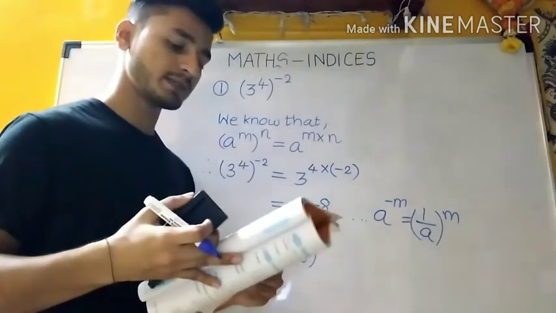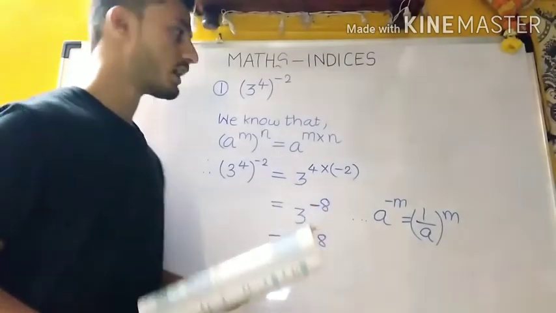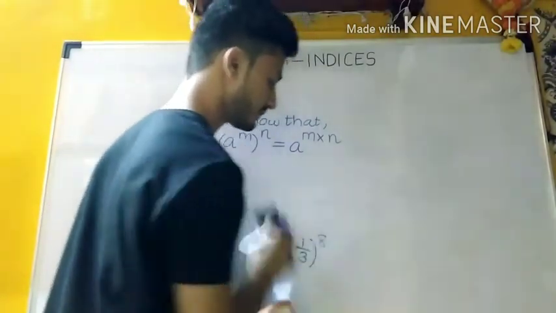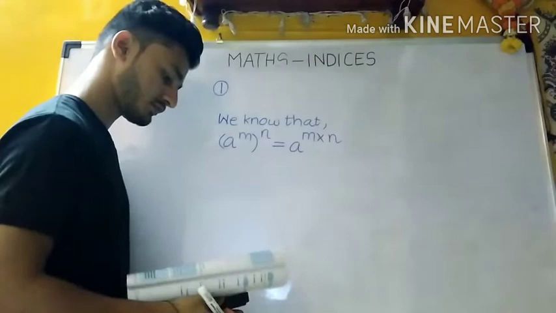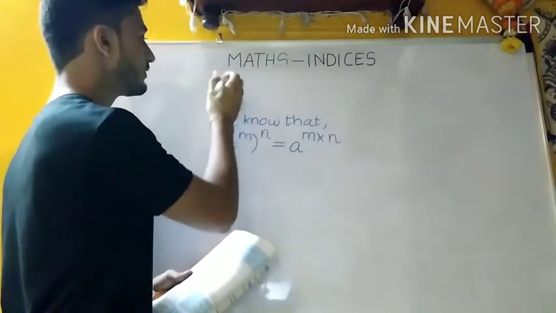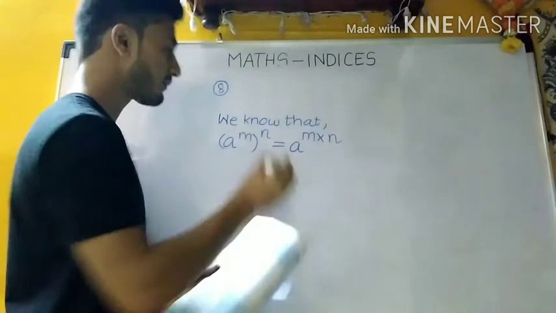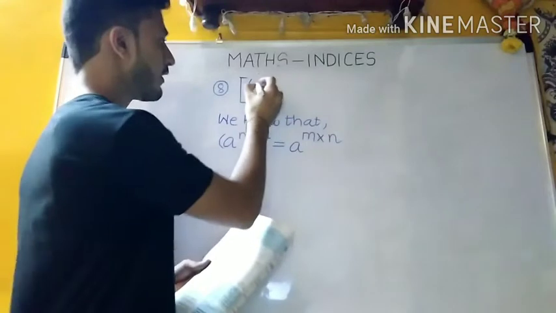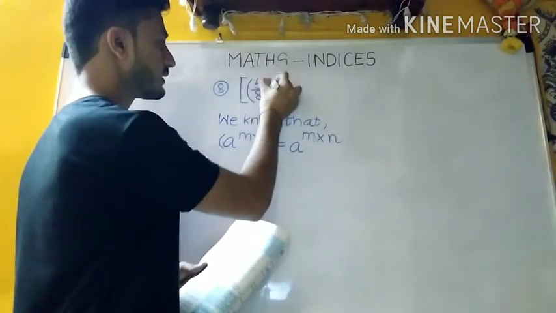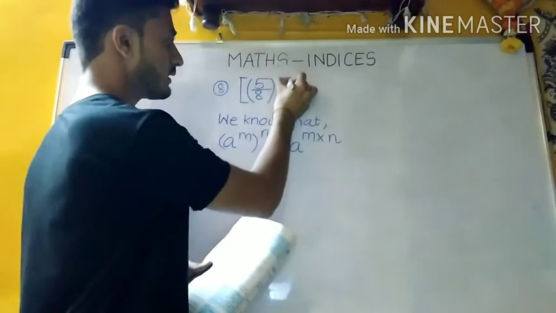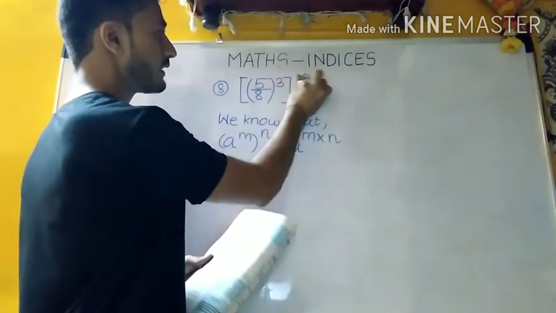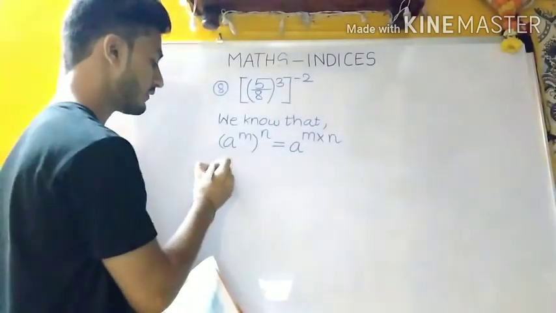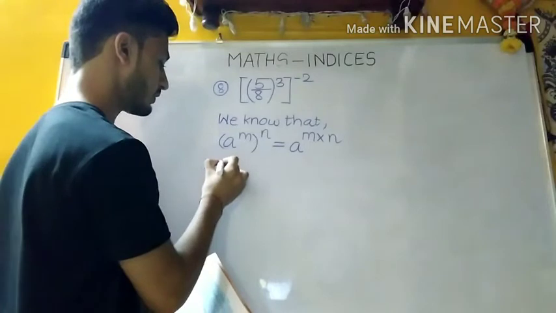The rest of the sums are similar. I'll solve the last 3 sums and you can practice all the remaining sums. If you have any doubt, you can ask me. So we are going to directly solve question number 8. Okay, that is (5/8)^3 raised to the power minus 2. We are again going to write the formula and then we are going to convert it in the form of the formula.